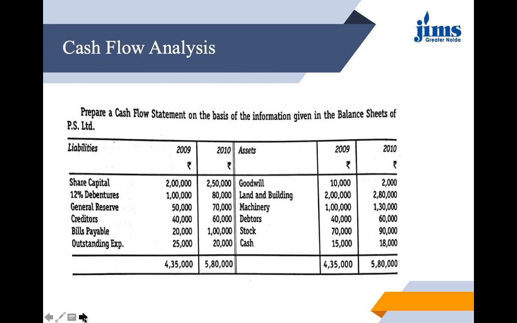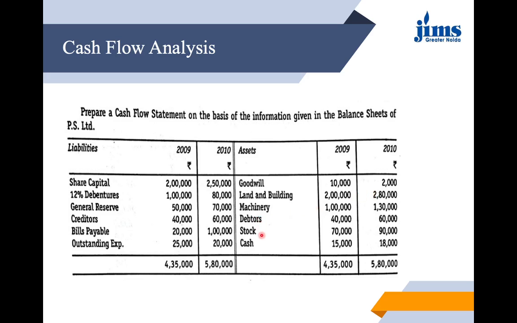Let us have a look at a numerical based on this. You can see on the liability side we have share capital which is increasing, debentures decreasing, general reserve again increasing, and creditors, bills payable and outstanding expenses, three current liabilities. Then here we have goodwill which is being written off, and land and building increased, which means there has been a purchase of land and building. Machinery also increased, again a purchase of machinery.